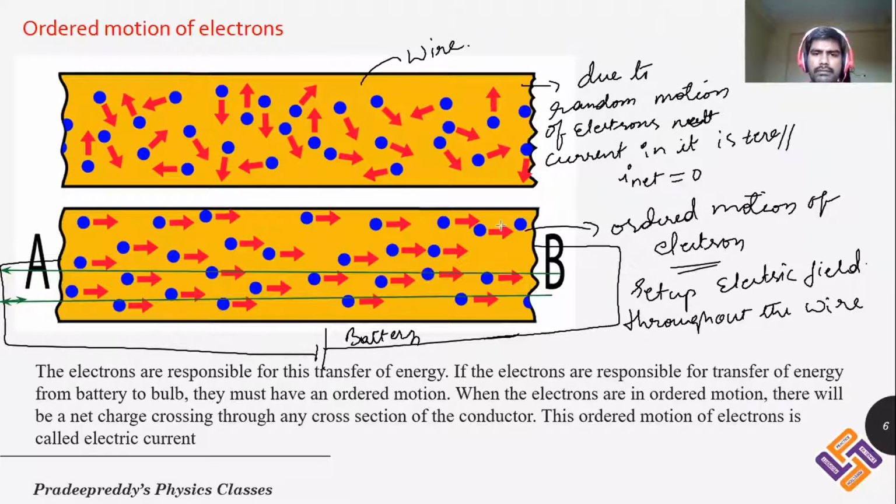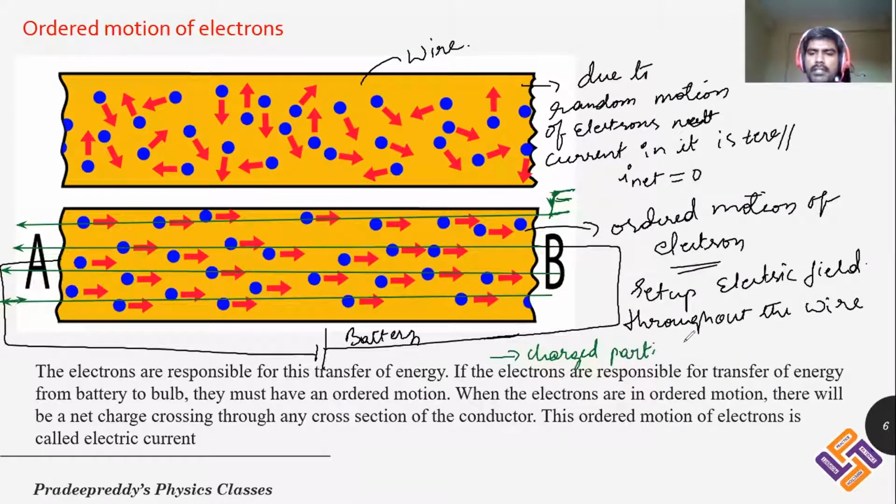Electric field is set up because of the battery, and that is in which direction? It is from the positive terminal to the negative terminal. Now this is electric field E. This battery will set up an electric field, and when a charged particle is in this electric field, it will experience a force. What is the charged particle? Electron is the charged particle in this wire. So this electron will experience a force.